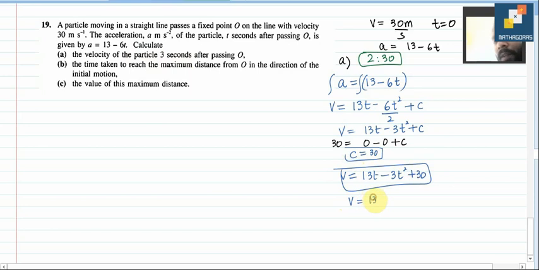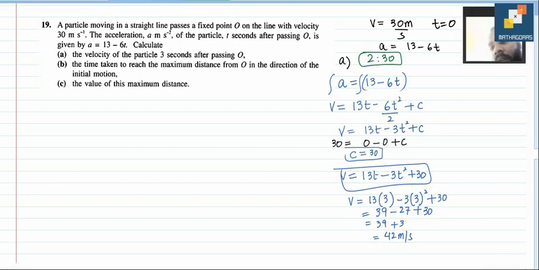The value of time is 3, minus 3 times 3 squared, plus 30. So 13 3s are 39, minus 3 times 9, 9 3s are 27, plus 30. So 30 minus 27 is positive 3, and 39 plus 3 is 42 meters per second. That is your first part answer.